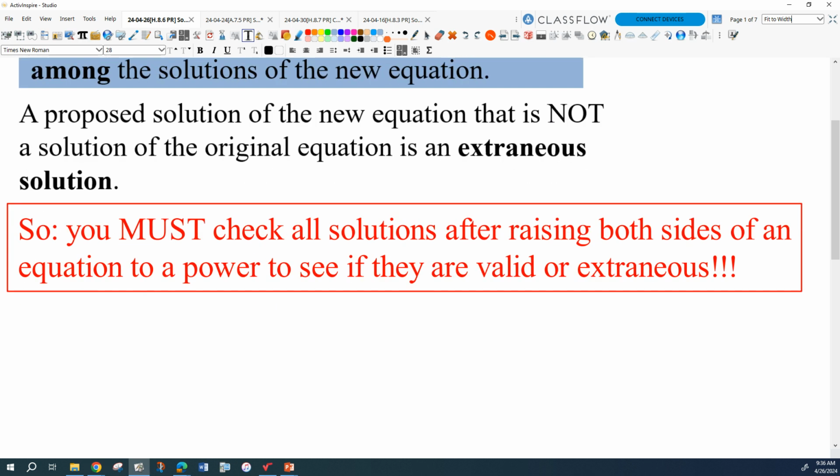There may be some extraneous solutions, and so we're always going to have to check the solutions that we get in our new equation back in the original equation that contained the radicals, because some of the new solutions may be false or extraneous solutions. A proposed solution to the new equation is not a solution of the original equation if it's extraneous. That's what we call an extraneous solution. So what's the rule then? In bright red, you must check all solutions after raising both sides of an equation to a power to see if they are valid or extraneous, one or the other.